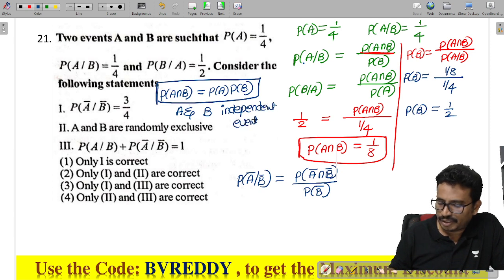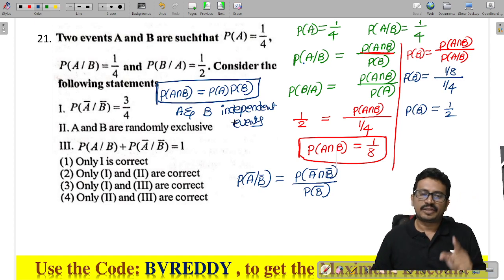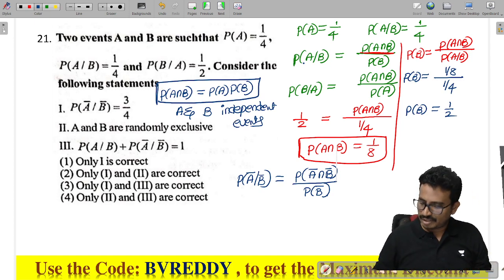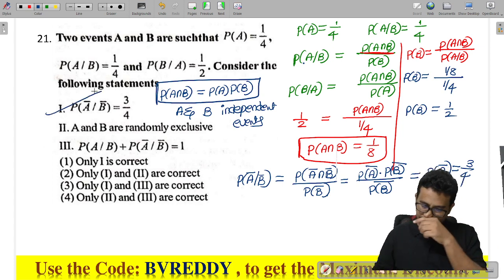If A and B are independent events, then A bar and B bar are also independent events. Then what I will get is P of A bar into P of B bar by P of B bar. B bar will get cancelled, so this is nothing but simply P of A bar. How much is P of A bar? P of A is 1 by 4, so this is 3 by 4. So this one is correct.